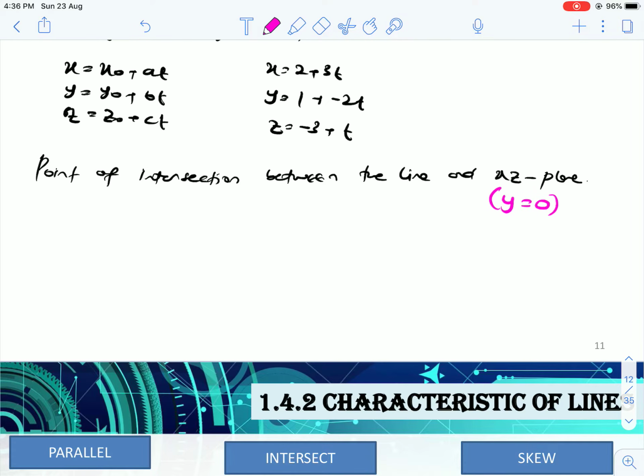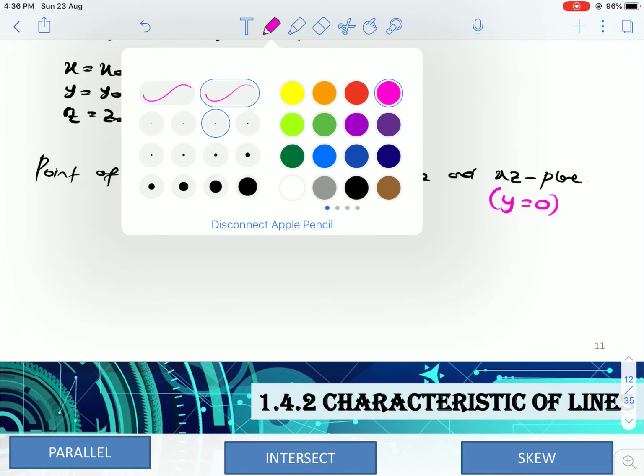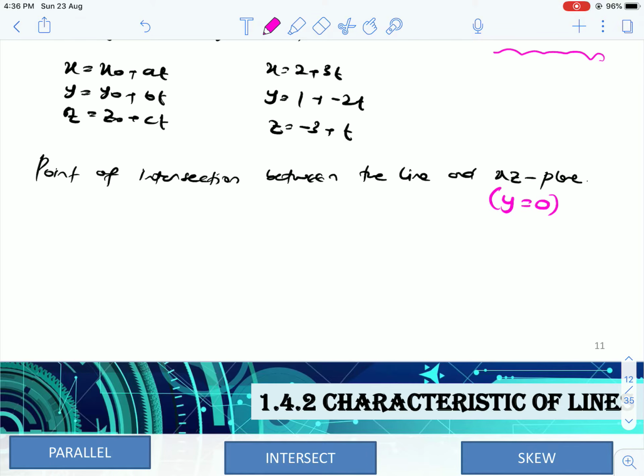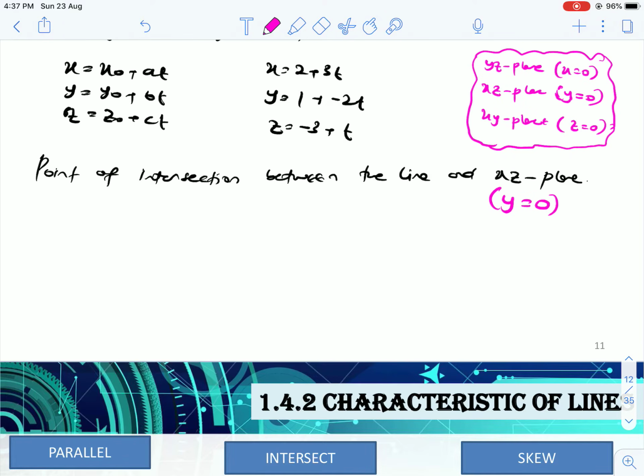Let me denote here. If YZ plane, x equals 0. If XZ plane, y equals 0. And if XY plane, it should be z equals 0. Okay, these are the short notes. So in this case, XZ plane, therefore y equals 0.